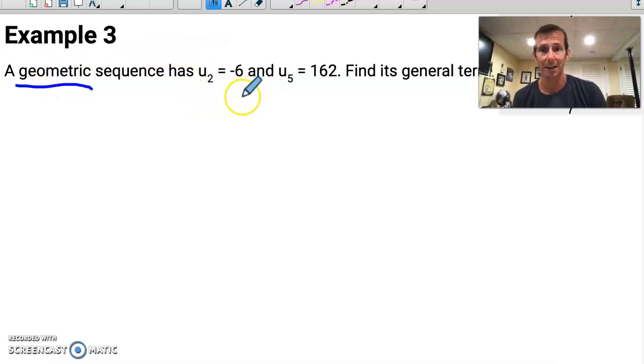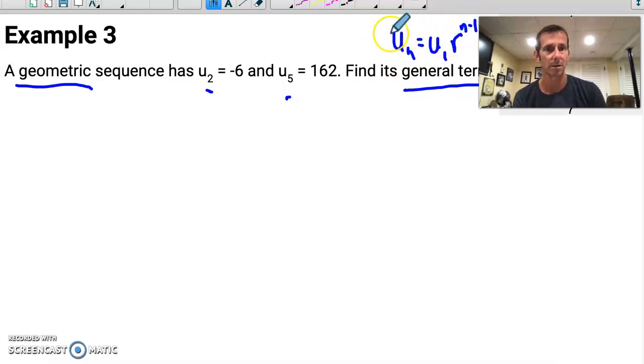I'm telling you the second term, not the first term, and the fifth term, and I want you to find its general term. This is asking you to find this formula. U sub n is the general term, which means I need the first term and I need the common ratio. And remember, this n minus 1 just stays as n minus 1. This stays as u sub n. I need this value and this value.